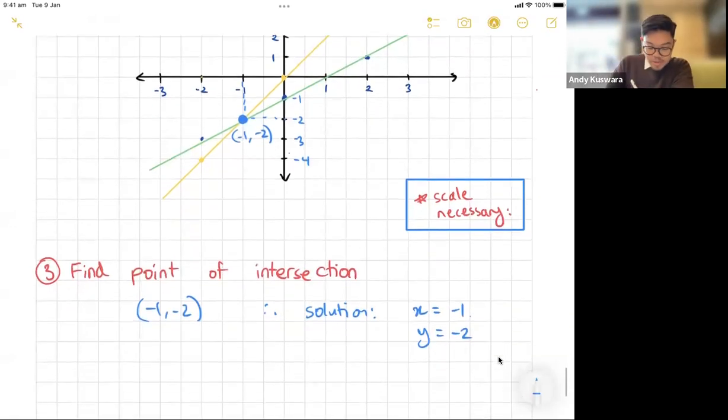Okay, now there's one more method. It's called using Desmos. Sometimes they'll get you to use technology. You can just go to desmos.com, type in both the graphs, and then you can read off the intersection point.